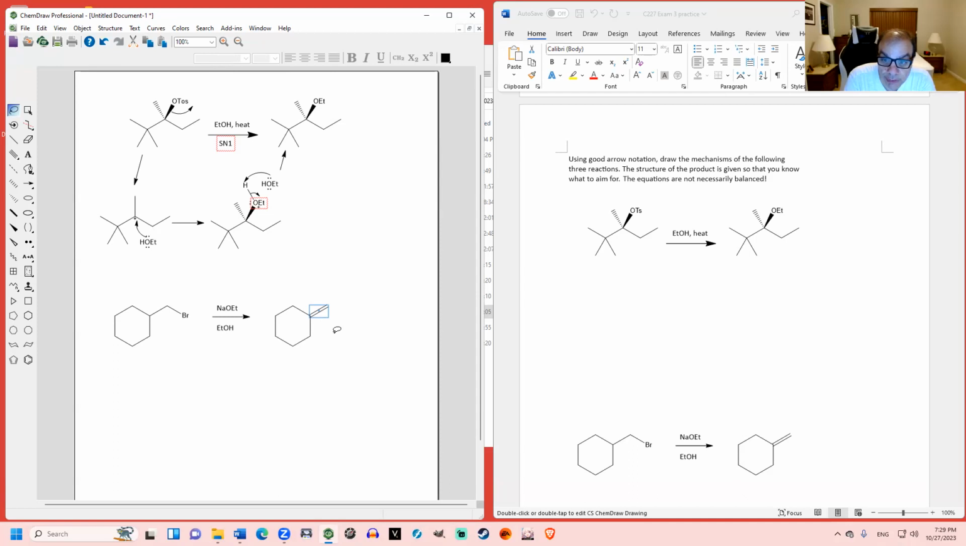The question is whether it's E2, E1, or E1cB. Well, it's not going to be E1cB because I see no way to get a stabilized carbanion, and because bromide is a pretty good leaving group. You usually want a pretty bad leaving group for an E1cB and a stabilized carbanion. So it's not E1cB. It's not going to be E1 because our substrate is primary, and primary substrates prefer to act by bimolecular reactions. So this is going to be an E2 reaction.